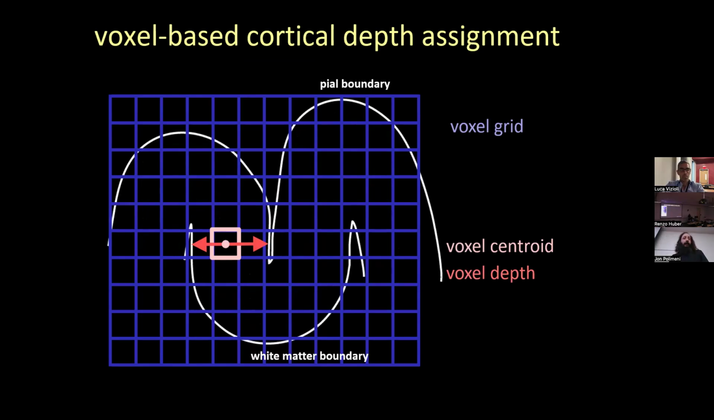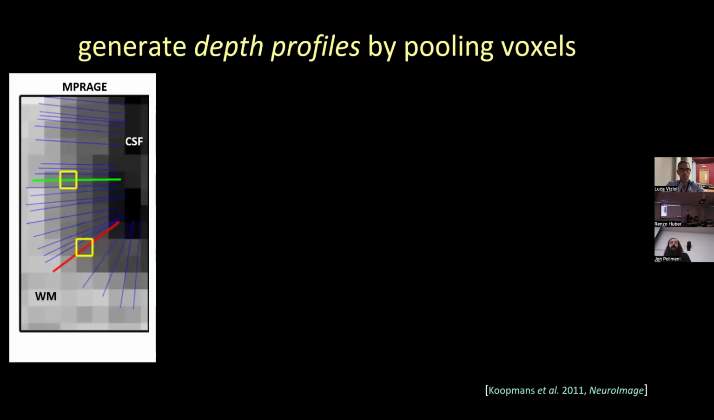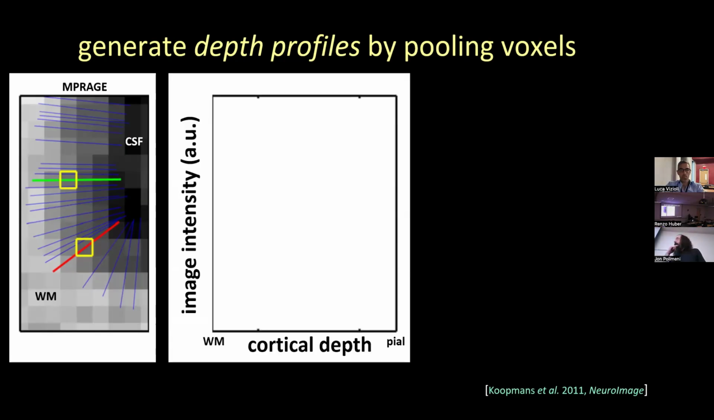Generally, once we have these depths assigned, we generate depth profiles by pooling across multiple voxels. Just to show you how this works, this example is looking at intensity profiles across an MP-RAGE image. So you can imagine, if we have, say, 6 voxels spanning the cortex and we look at the image intensity at this one location, shown here in green, you can see there are roughly 6 unique intensities across the cortex.